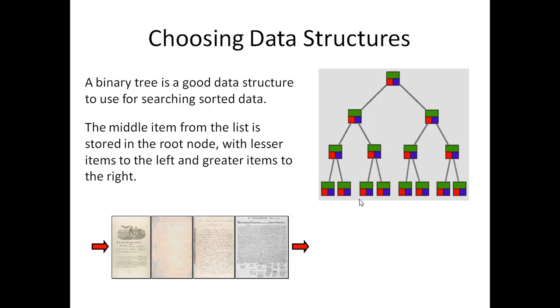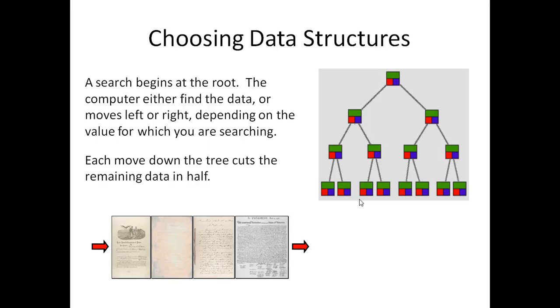The binary tree is a good data structure to use for searching data which has already been sorted. The middle item from the list is stored in the root node, with lesser items to the left and greater items to the right. A search begins at the root and the computer either finds the data or moves left or right depending on the value for which the user is searching.